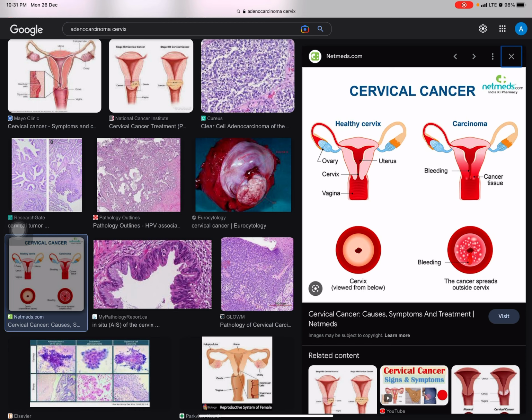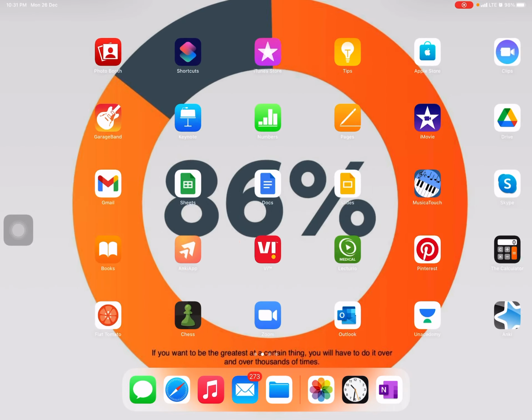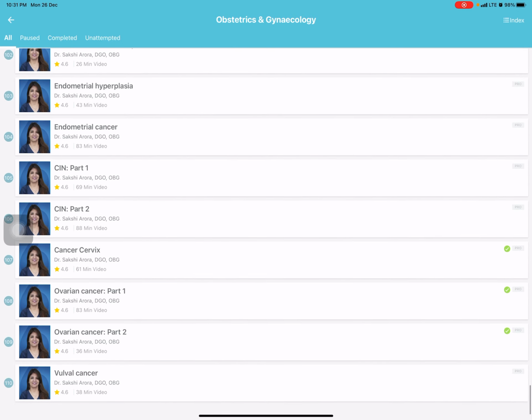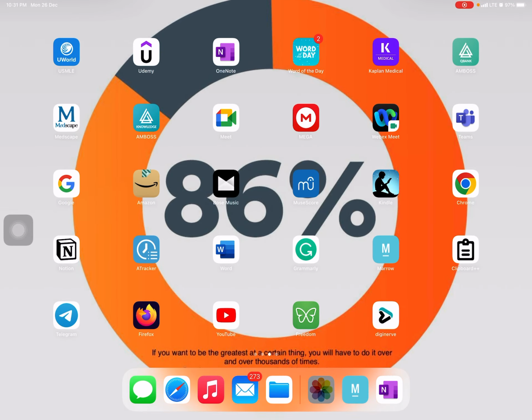What are the investigations you are going to do? So we have investigations, cerclage, management, radiotherapy. What I definitely want to do is cervical intraepithelial neoplasia, but I think that's a long one. How long is it? It's a lot of understanding, almost more than 1 hour. Let's see if we can manage it.